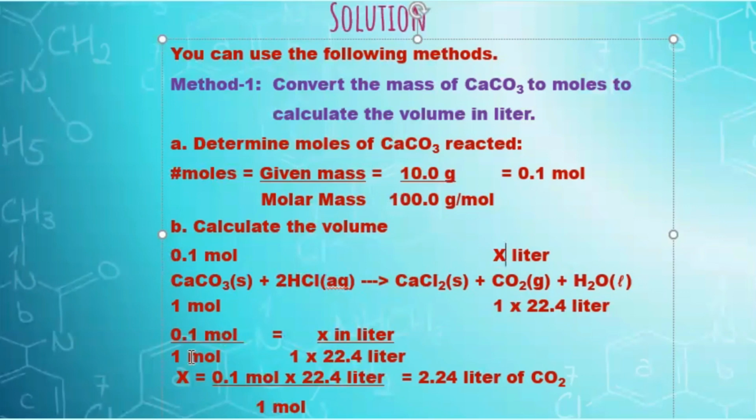0.1 mole divided by 1 mole equals X in liters divided by 1 times 22.4 liters, and then crisscross. When you crisscross this, 0.1 mole multiplied by 22.4 liters divided by 1 mole equals 2.24 liters of carbon dioxide will be produced from 10 grams of calcium carbonate.